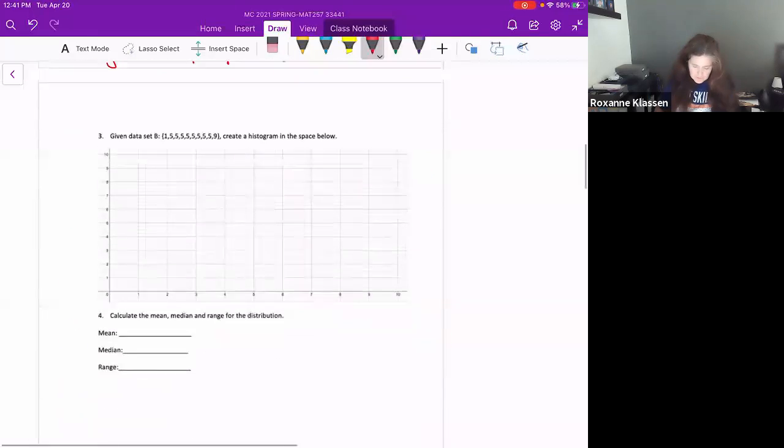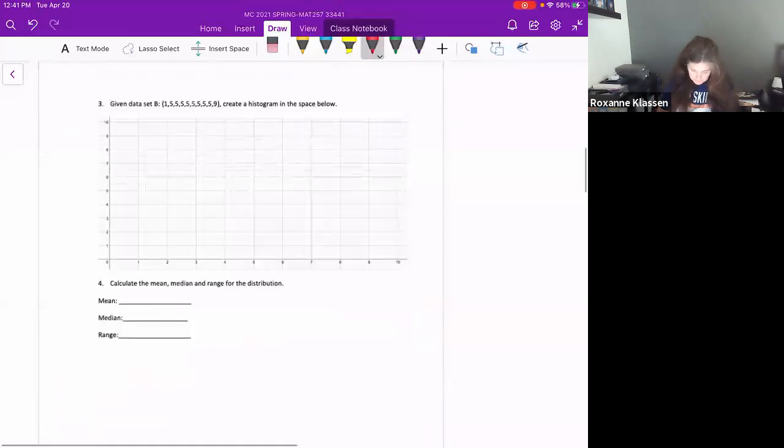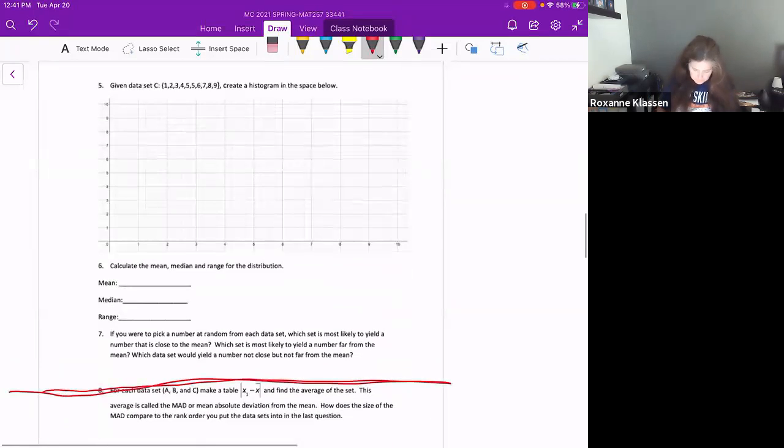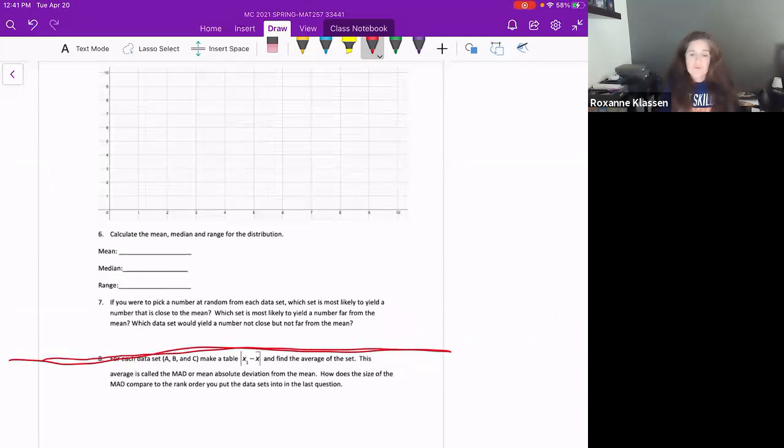So I want you to do that for number 3, which is a new data set. I want you to answer number 4. I want you to do number 5, 6, and 7. And I'm going to put you in breakout rooms to do that. And they're just going to be random rooms.